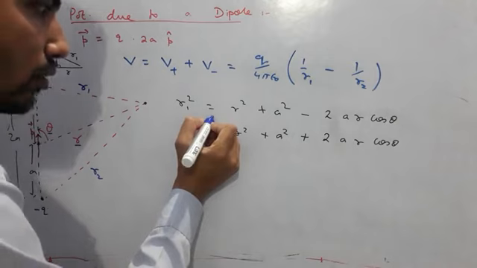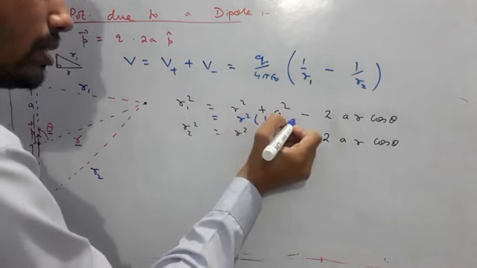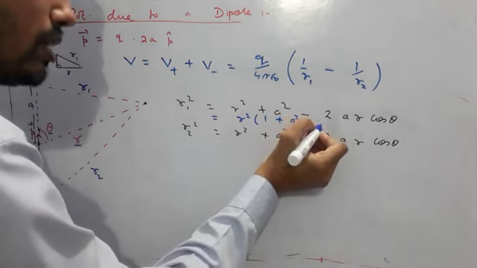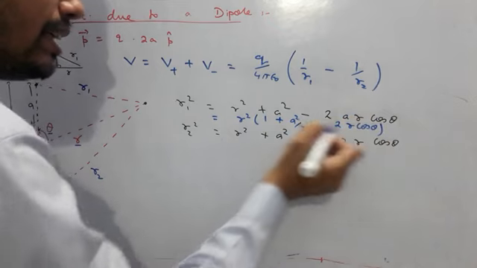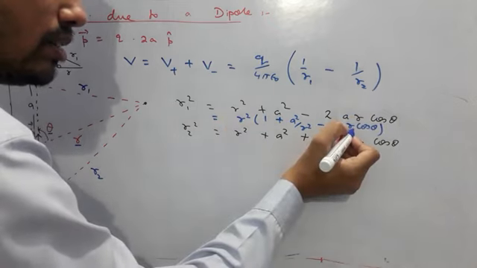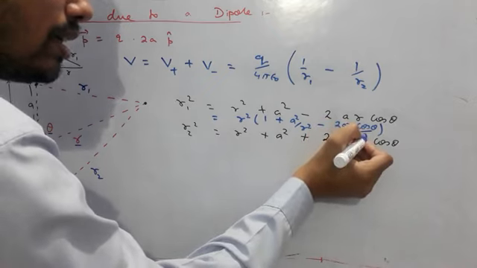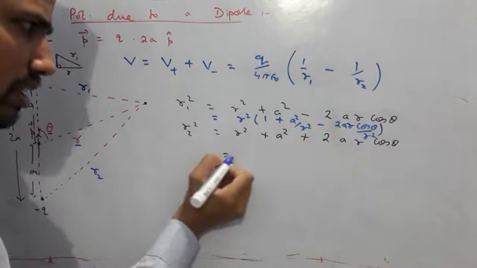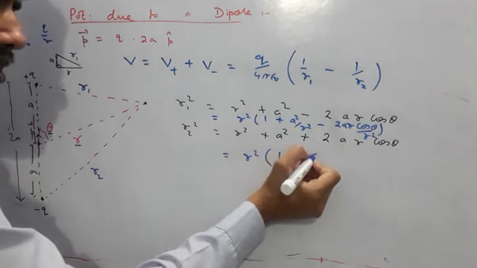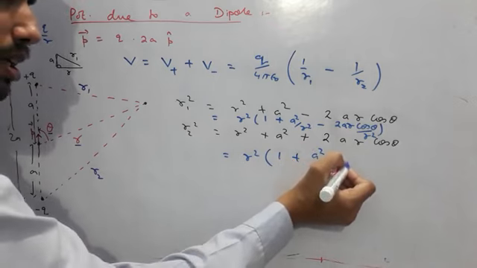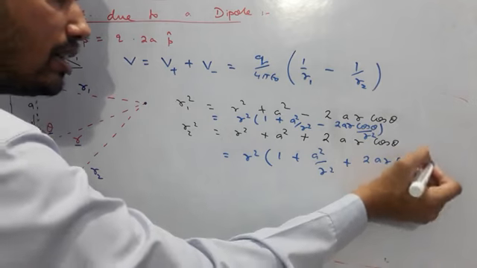Now here in r1 square I will take r square common. What will be left? 1 plus a square by r square minus 2ar cos theta upon r square. Likewise I will take r square common in the second expression. How much will be left? 1 plus a square upon r square plus 2ar cos theta upon r square.